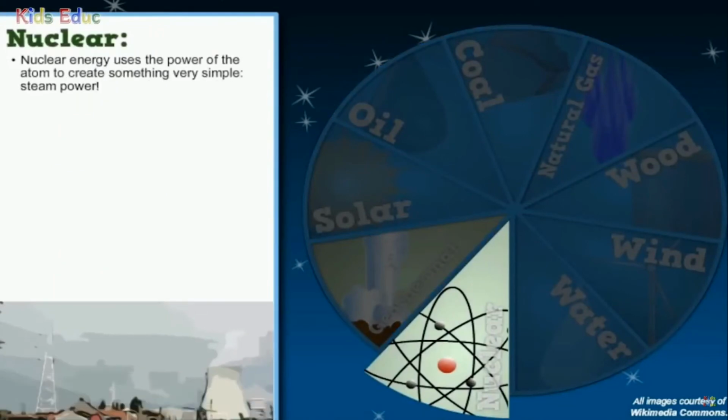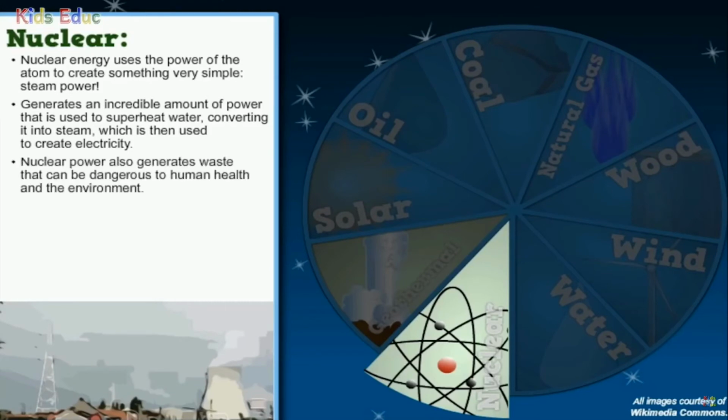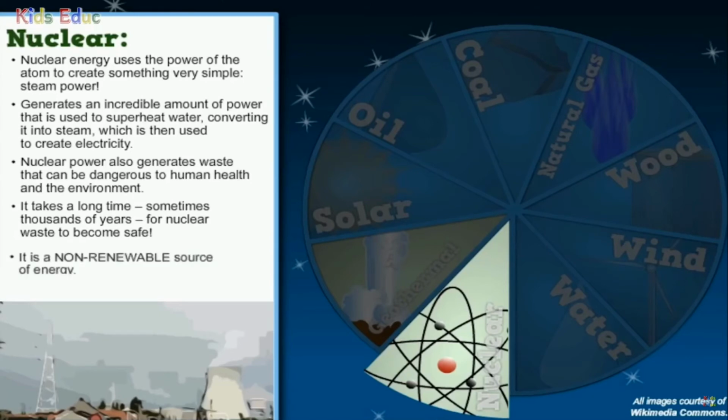Nuclear energy uses the power of the atom to create something very simple: steam power. When atoms are split, this generates an incredible amount of power that is used to superheat water, converting it into steam, which is then used to create electricity. However, it also generates waste that can be dangerous to human health and the environment. It takes a long time, sometimes thousands of years, for nuclear waste to become safe. It is a non-renewable source of energy.